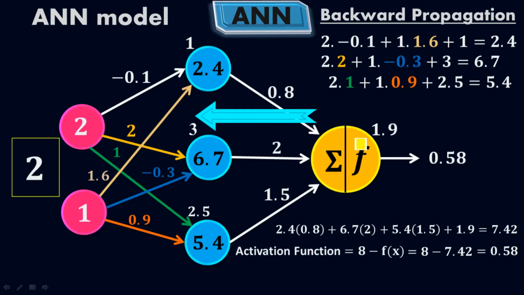Therefore the starting point will be the output. If you remember, in the forward process the starting point was the input and then the hidden layer and then the output. But here the starting point is the output, then the hidden layer and then the input layer. This is the backward propagation.